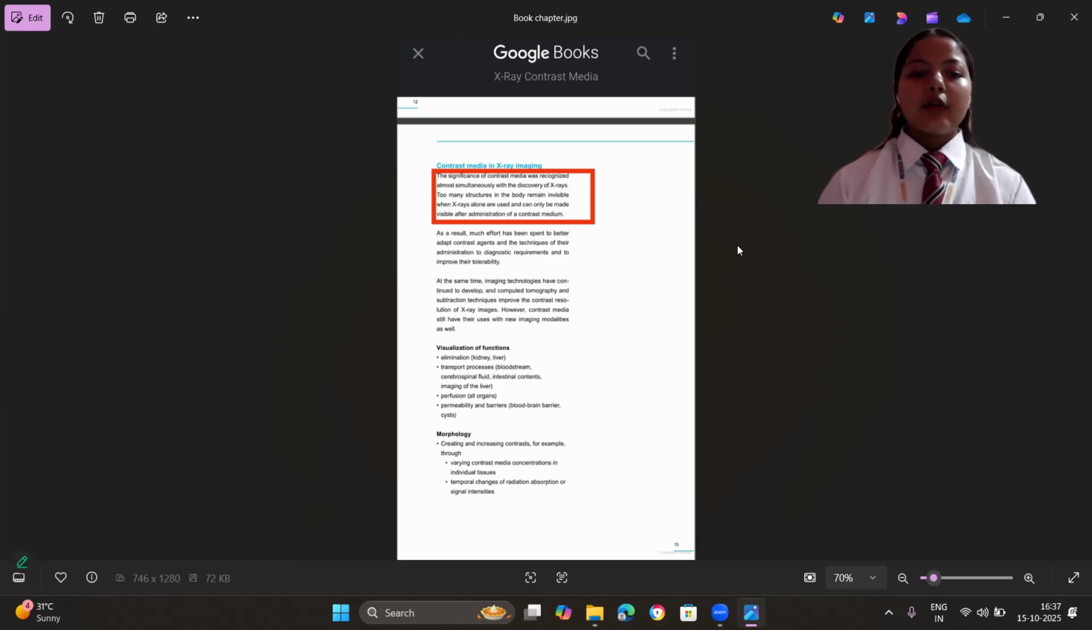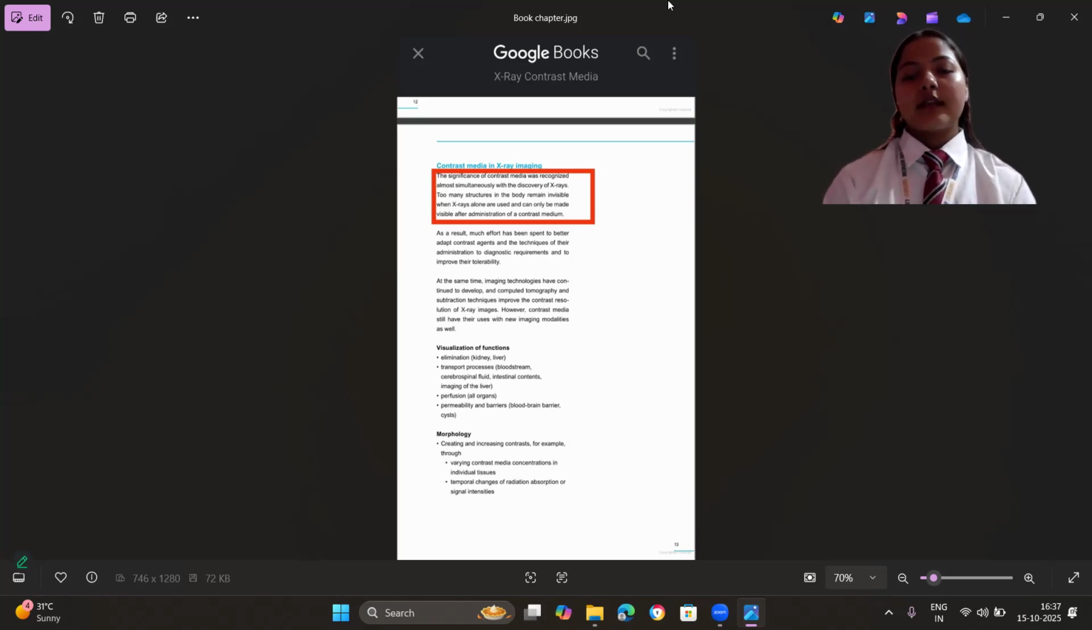Overall, this section highlights how essential contrast media are to diagnostic imaging. Without them, many of the fine details inside the body would remain invisible, making it much harder to identify diseases or assess organ function accurately.